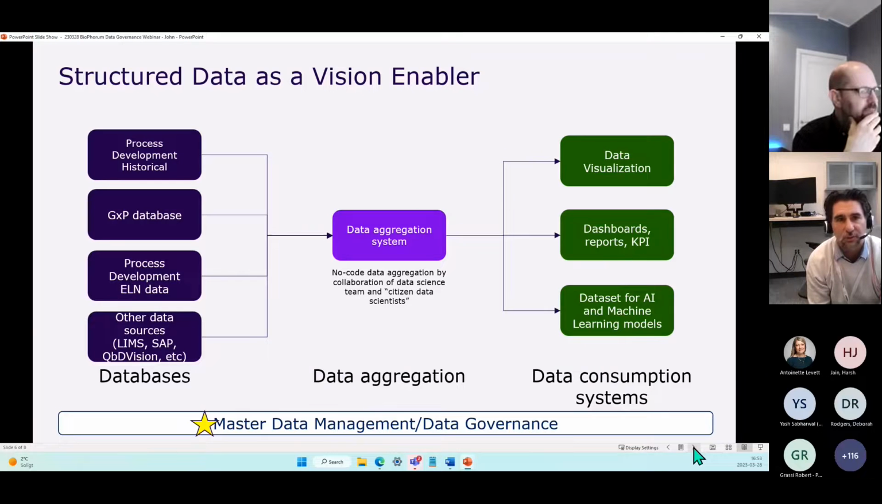of our end-to-end process. And we're in the process of implementing a data aggregation system, which we're looking at as a no-code or low-code system where we can connect to these data sources and begin to aggregate that to enable data visualization, different dashboards or reports as outputs, and also use the same data set really to have one version of the truth for our data sciences team to start to build artificial intelligence or machine learning models.